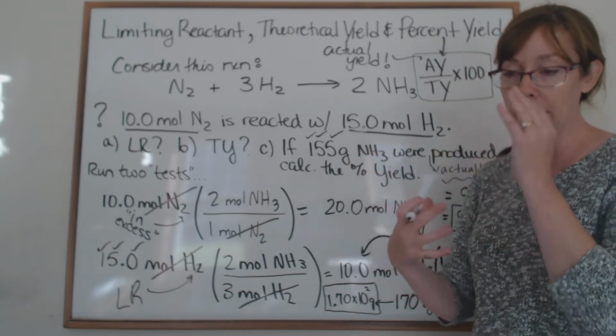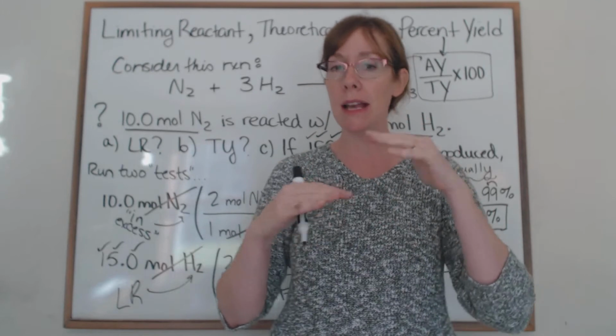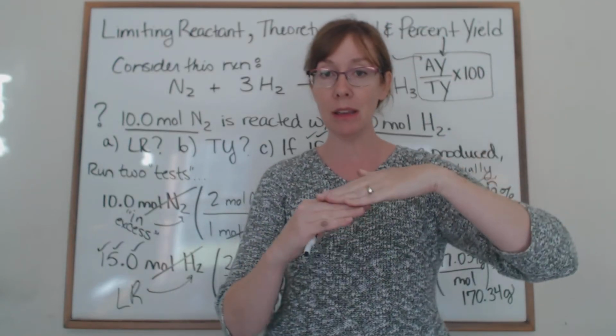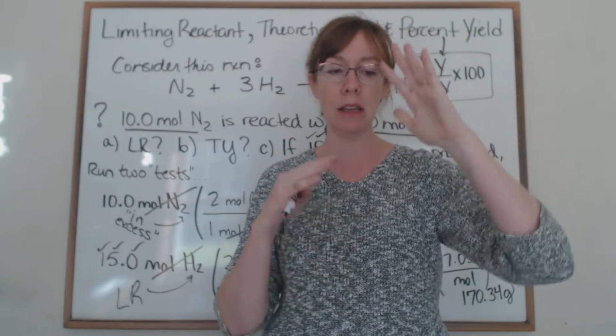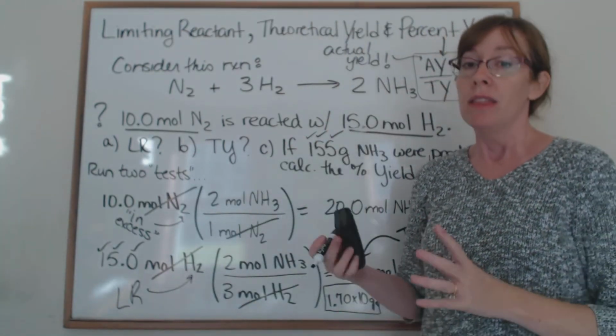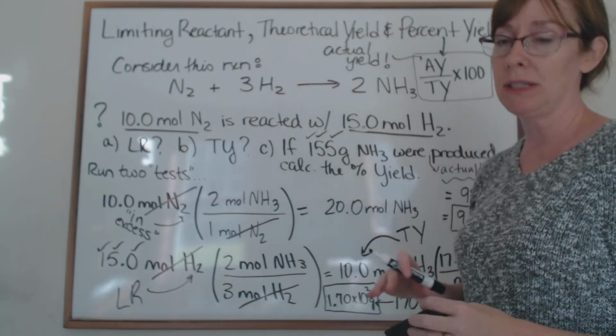That means you actually got about 90% of what you expected. The percent yield has to be between 0 and 100, okay? And it really can be anywhere. You can get 20% yield, you can get 99% yield. It can be anything, just depending on the efficiency of a reaction. That is how you do a limiting reactant, theoretical yield and percent yield problem.